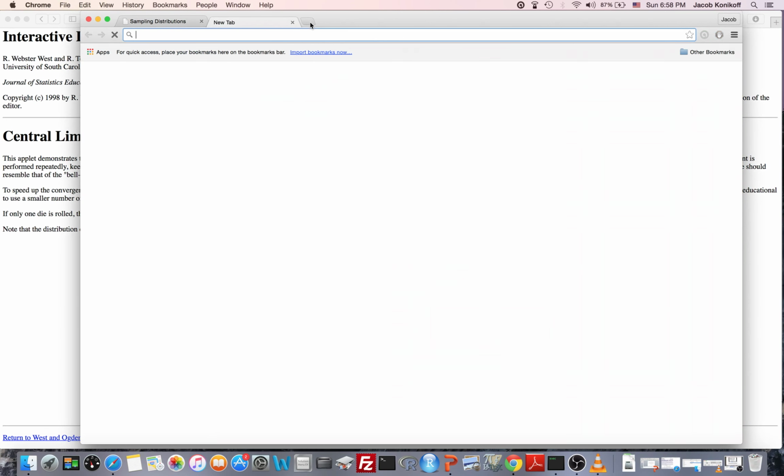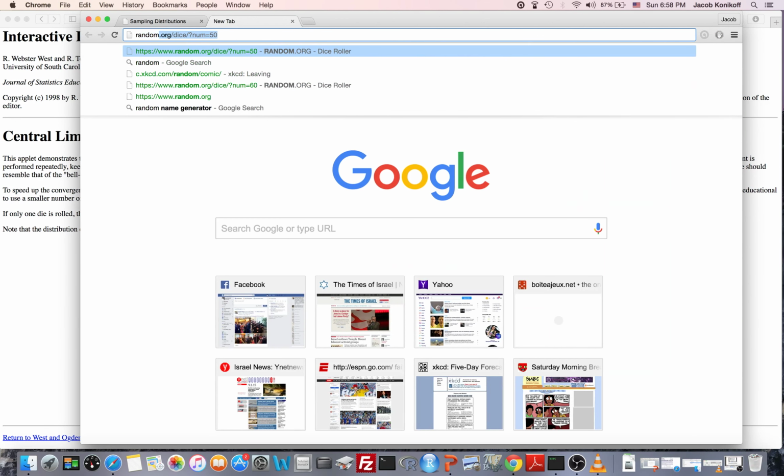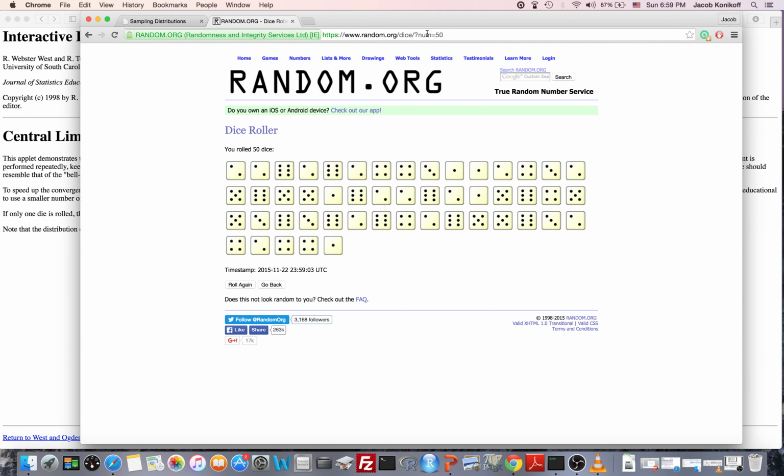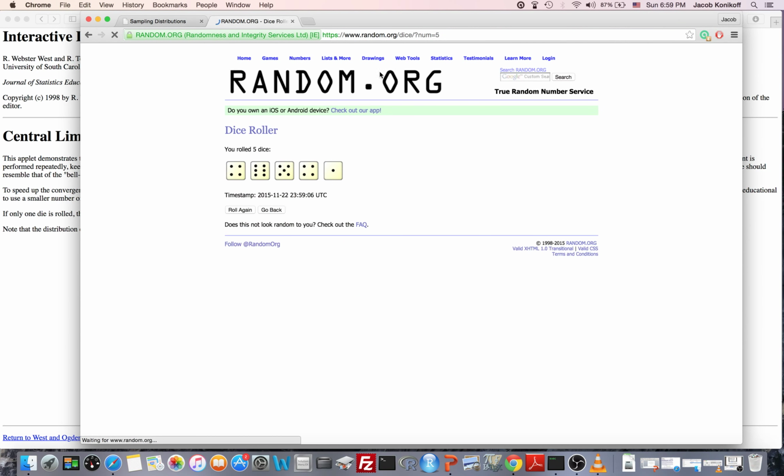So let's just pull up a picture to help explain. I'm only going to roll 5 dice here, okay? And then I'm going to count the number of dots on these faces. So if this was my roll, I would have 10 from the first 2, plus 5, 15, plus 4, 19, plus 1, 20. So I would get a result of 20.